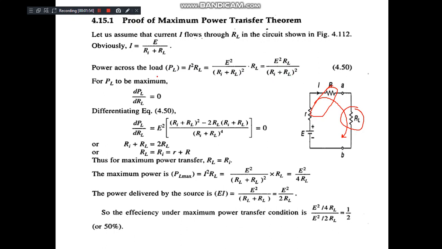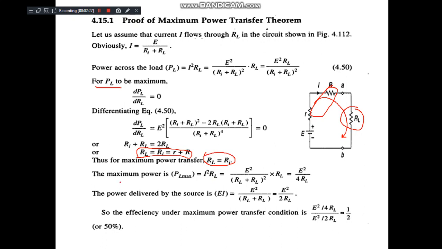To get maximum power across the load, differentiate PL with respect to the variable resistance RL and equate it to 0, then you will get the maximum power condition. Here we are differentiating PL with respect to RL and equating it to 0. So this is the condition for maximum power, that RL is equal to Ri.